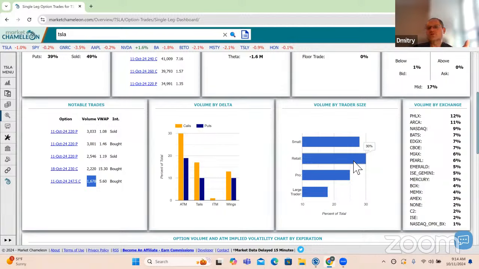A little bit more experienced retail traders, that's 30%. Then you got maybe more active professional traders, proficient, 25%. And then the large trader was 18% of the volume. So there's a decent distribution there.